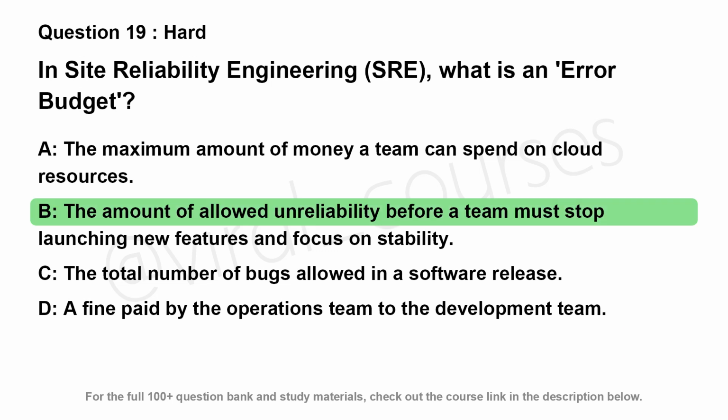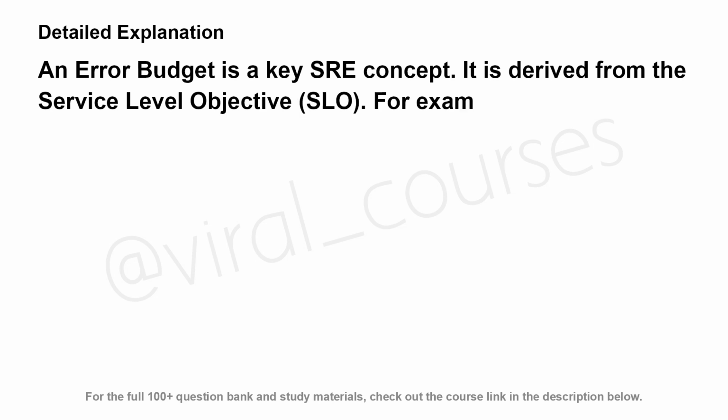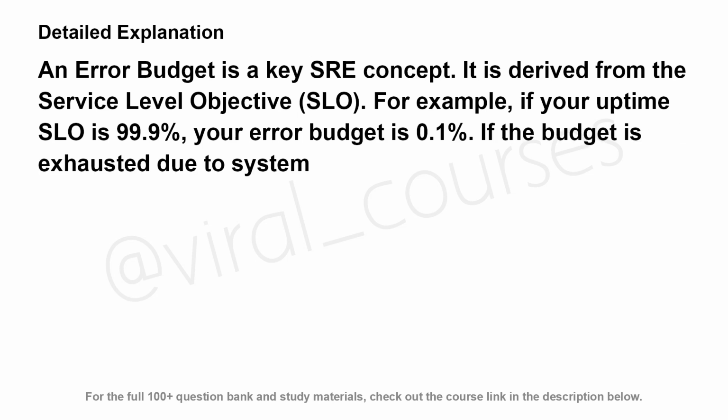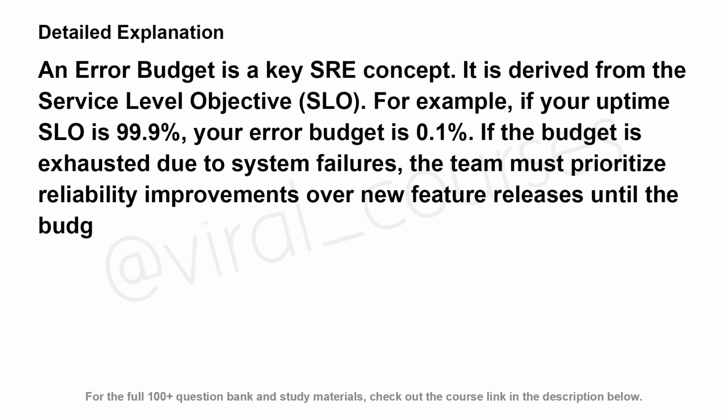The correct answer is B. An error budget is a key SRE concept. It is derived from the service level objective, SLO. For example, if your uptime SLO is 99.9%, your error budget is 0.1%. If the budget is exhausted due to system failures, the team must prioritize reliability improvements over new feature releases until the budget is replenished.